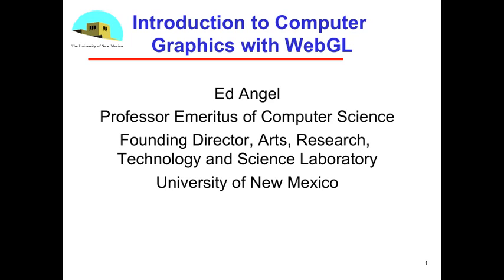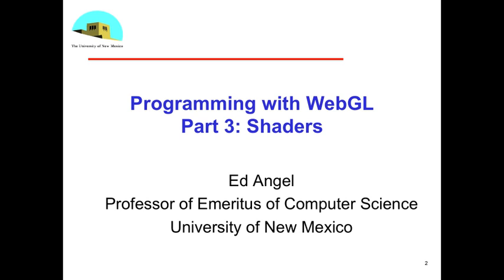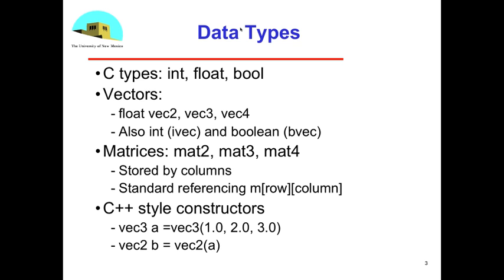We now turn to the operations and data types that are supported in GLSL. As we'll see, they'll be very much like what we're familiar with from C and C++, but we add a few things to that. We start with the basic C types: int, float, bool. I don't believe there are doubles right now.